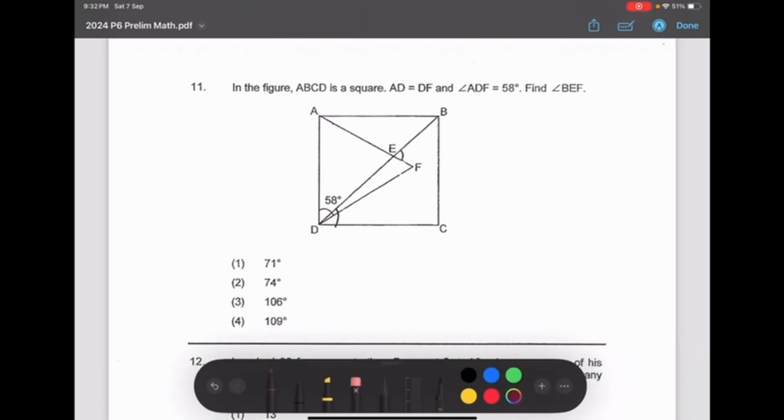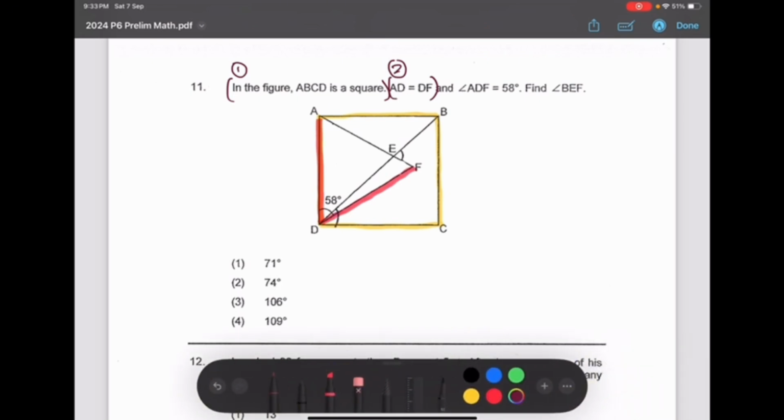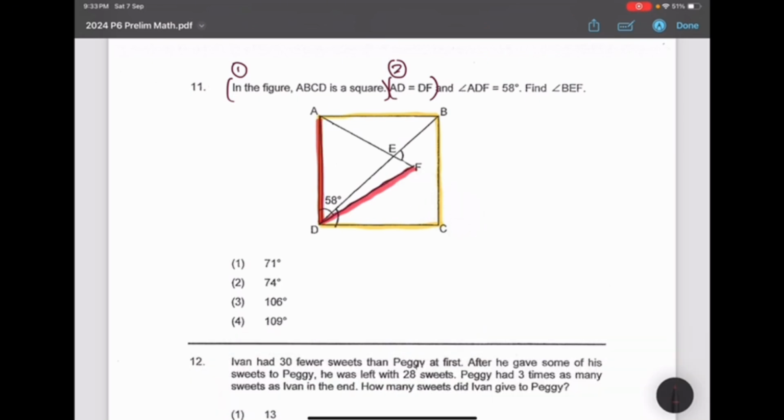Alright, first I want to label my square. That is my sentence number 1. Alright, moving on to sentence number 2. It says that AD and DF are the same. Likewise, I want to label them. AD and DF are the same. What does that mean? It means that triangle ADF is an isosceles triangle with 2 lengths that are the same and 2 angles that are the same as well.